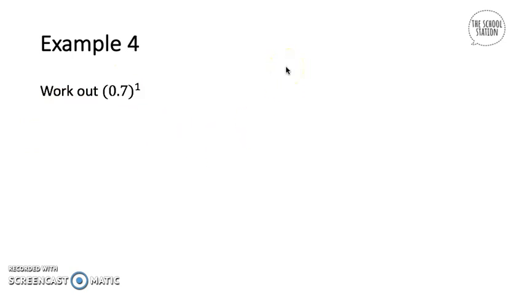Now we're going to go on to the fourth example, and over here this looks quite weird and very complex. It is telling us to work out 0.7 in brackets to the power of -1. Pause this video and have a go. When you're ready, press play.